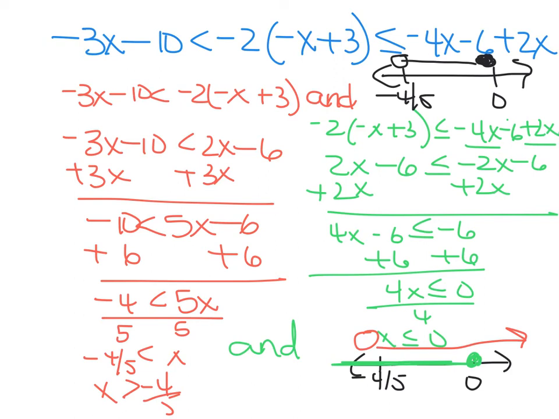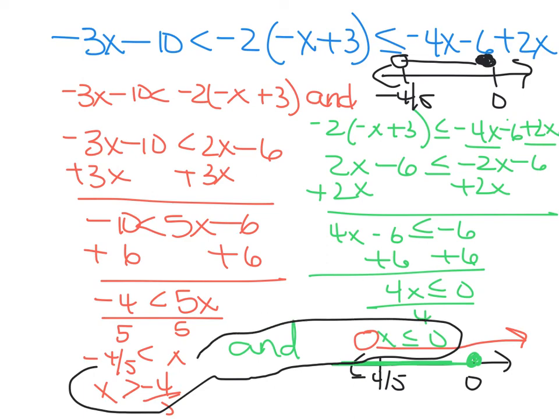So if we were taking a test or a quiz, this is what I would see for the answer. I would want to see this part, x is greater than negative 4/5 and x is less than or equal to 0, and I would want to see the graph. There will be a blank for each of those. Okay.